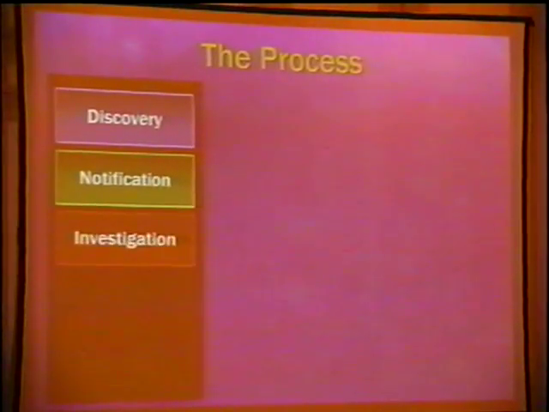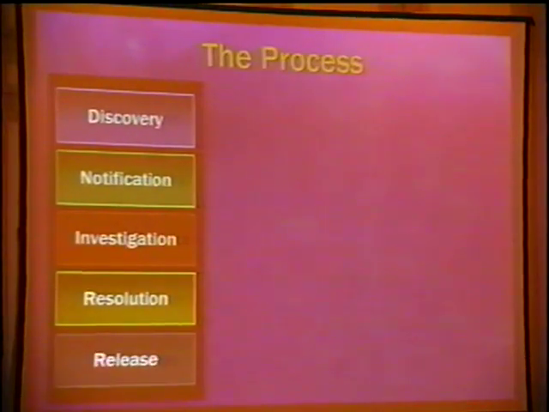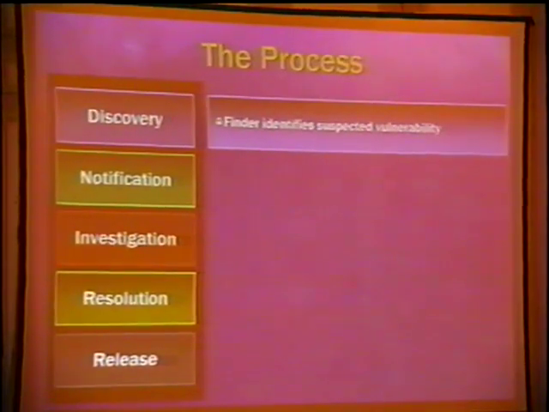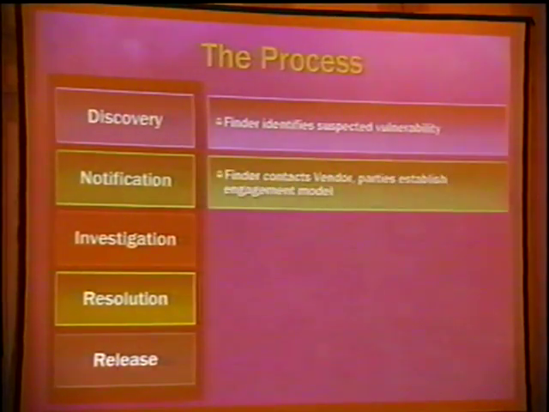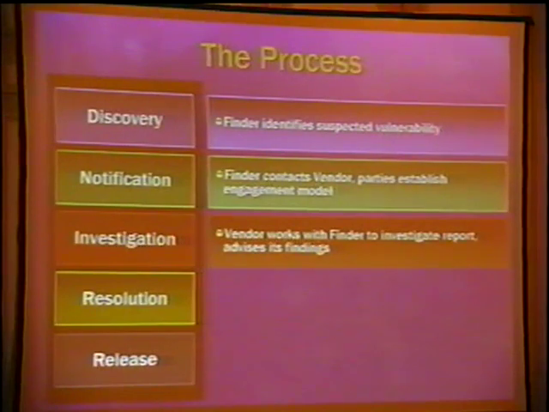So the process itself can be broken down into a variety of phases: discovery, notification, investigation, resolution, and release. Each of these have parts that go along with it. Obviously, it begins with the finder identifying the suspected vulnerability, contacting the vendor to notify that there is an issue going on here and that something needs to happen.